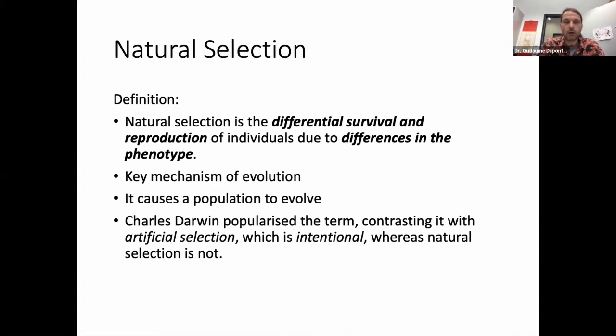And Darwin chose the term because he wanted it to contrast with artificial selection, which is everything related to animal and plant breeding, where we intentionally try to multiply certain traits or phenotypes. Cows which produce a lot of milk, dogs which look fancy, or roses which have beautiful flowers. But whereas artificial selection is intentional, natural selection is not intentional. So there is no goal or direction.